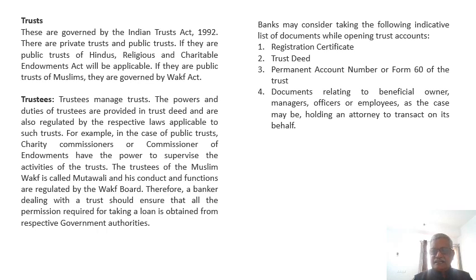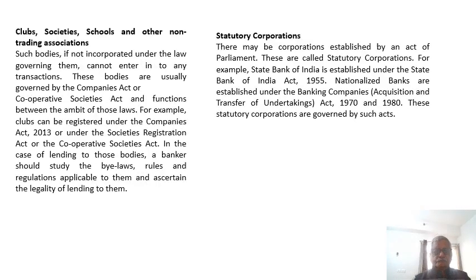Banks may consider taking the following indicative list of documents while opening trust accounts: registration certificate, trust deed, permanent account number or Form 60 of the trust, and documents relating to beneficial owners, managers, officers or employees, as the case may be, holding an attorney to transact on its behalf.